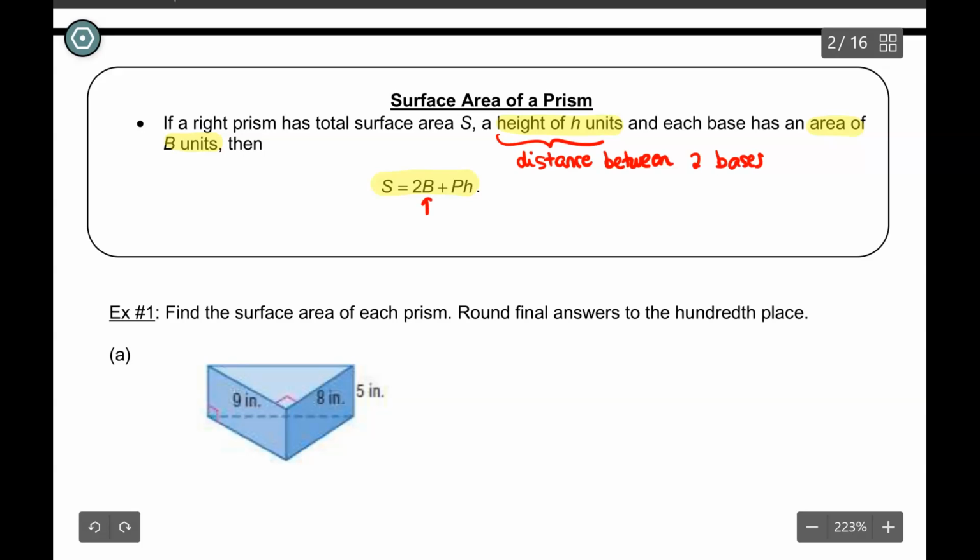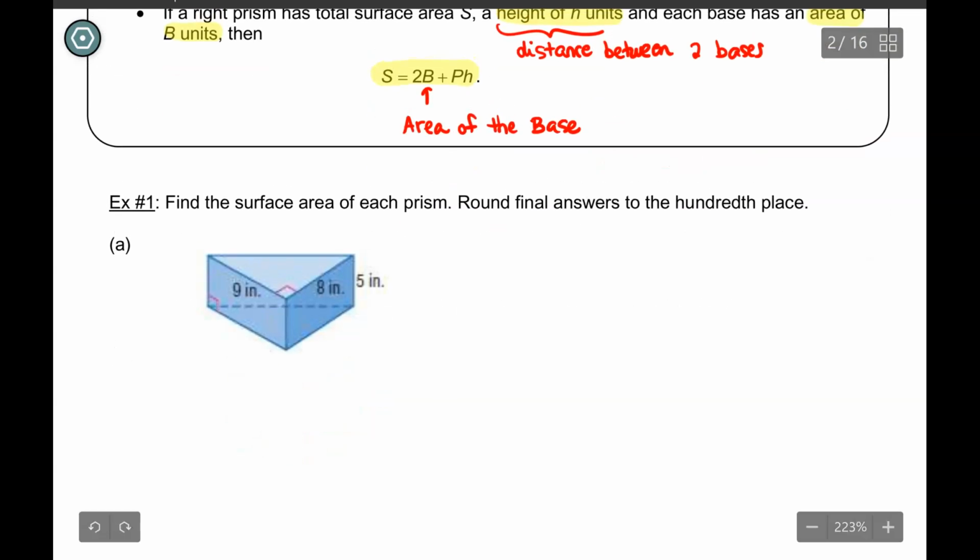Okay, and again, that capital letter B, whenever you see that, always represents the area of the base, versus a lowercase b, which would represent the base of just one face. Okay, so we want to find the surface area of each prism. We're going to round to the 100th place if necessary.